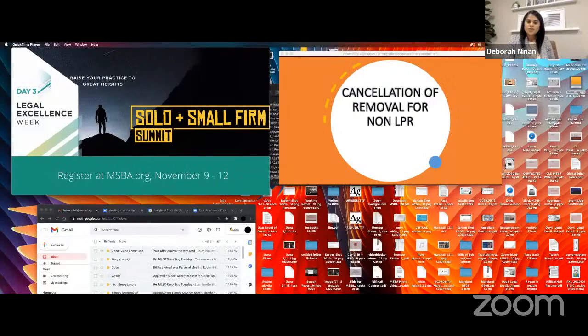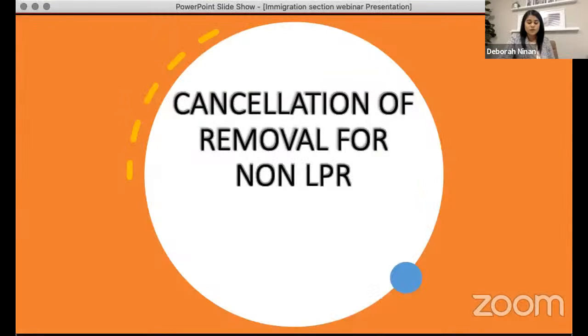We're going to be discussing cancellation of removal for non-lawful permanent residents. This is a critical defense that is available to certain non-citizens who are in removal proceedings, and if they have certain family members here in the United States. We will cover the eligibility and procedural requirements for applying for cancellation of removal for non-lawful permanent residents, but we'll also be discussing best practices for developing your record and presenting evidence before the immigration court.